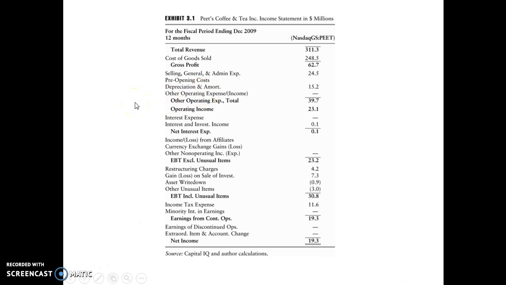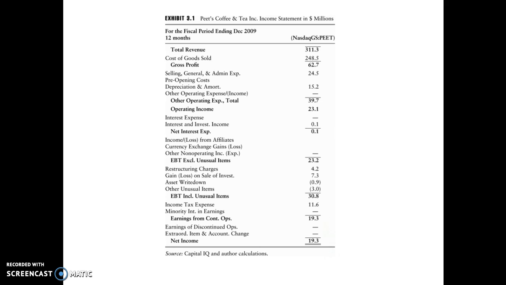Amortization expense is like depreciation, only depreciation is recognized on tangible assets that you can touch. Amortization is used to recognize the expense of intangible things like patents or intellectual property. And we see other operating expenses. They had none. When we subtract the total from gross profit, we get operating income.